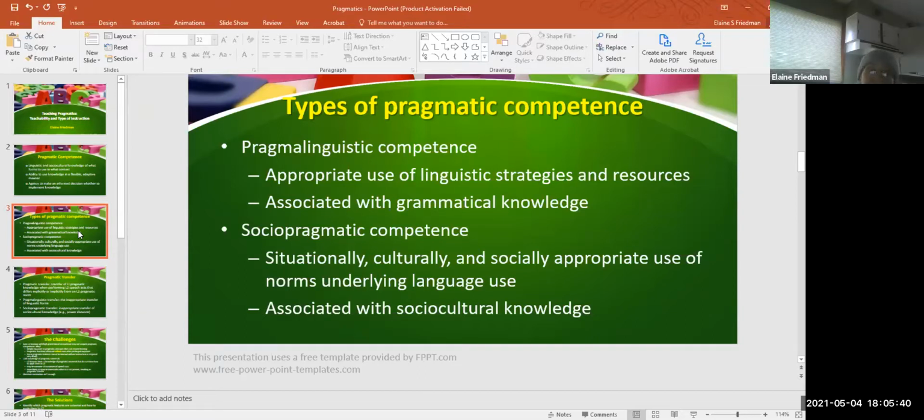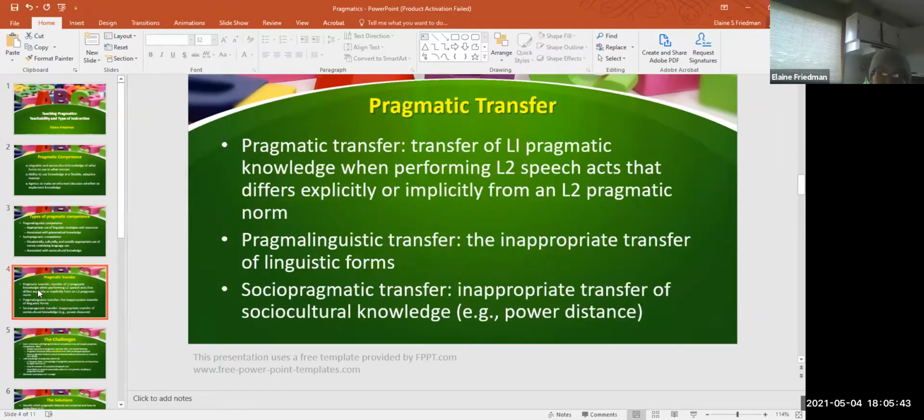So, for example, now pragmatic transfer. It used to be divided into positive transfer and negative transfer. There's really not a positive transfer. It just means if it's positive, that means that you are using the appropriate L1 norms. So pragmatic transfer is generally associated with something negative. So it's when you are transferring your L1 knowledge to an L2 context inappropriately.